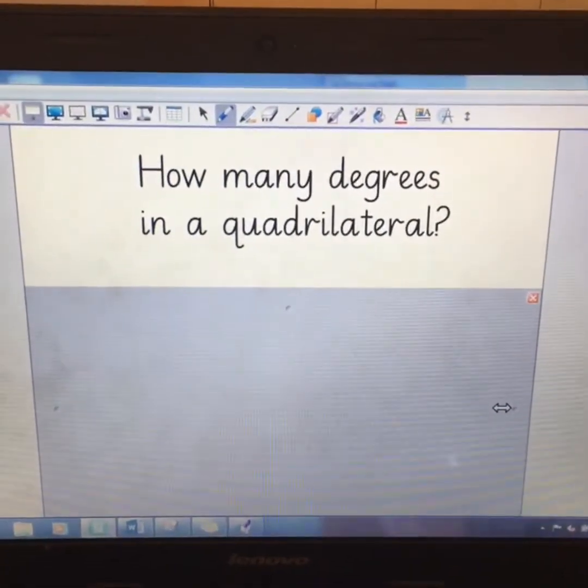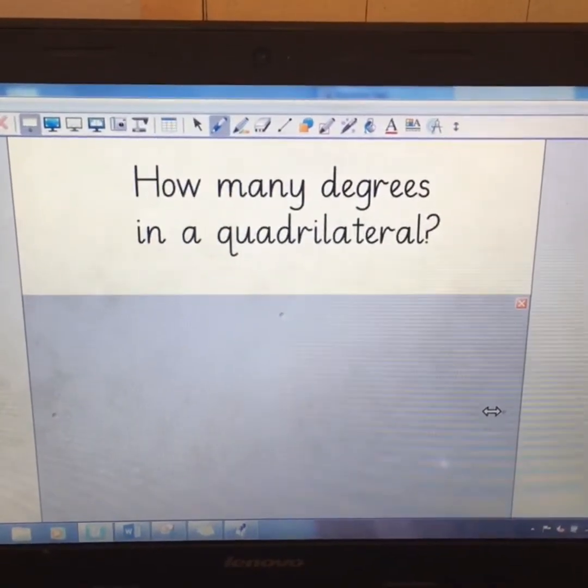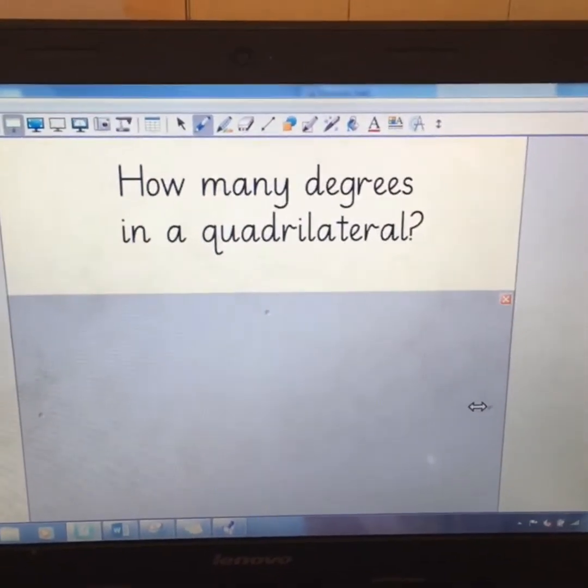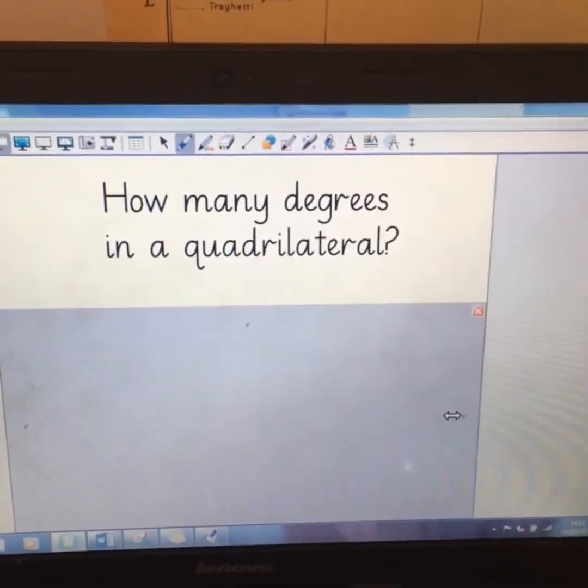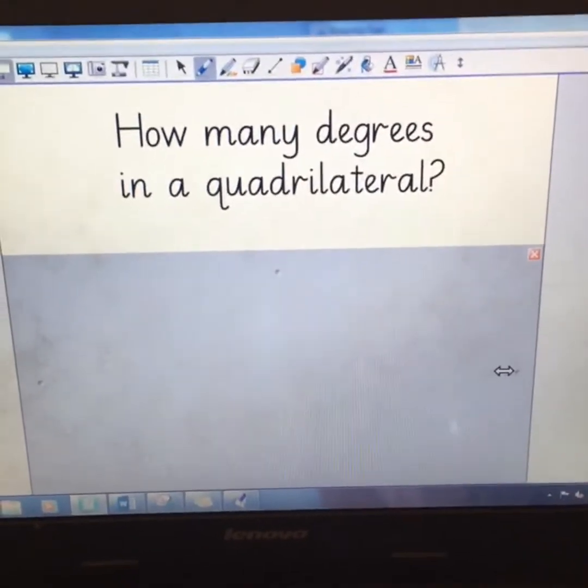How many degrees in a triangle? 180. How many degrees on a straight line? 180. How many degrees around a point? 360. Right, next fact then. I know this seems like we're going through a lot, but we have done this before.